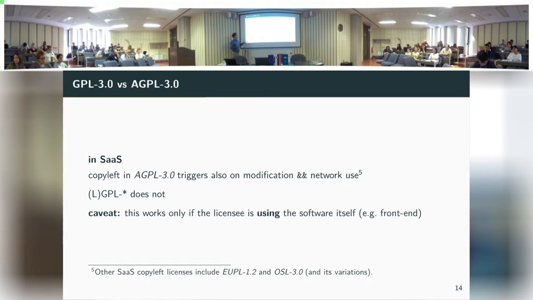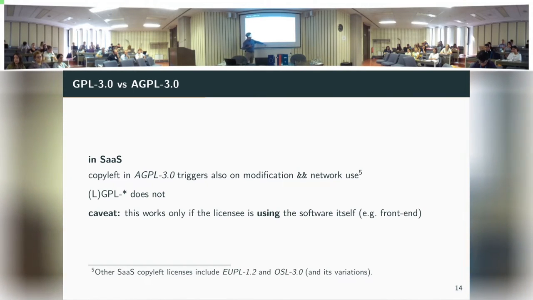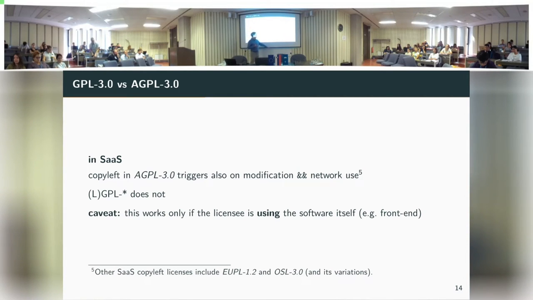But the other thing to take note of is that other network copyleft licenses are the European Union Public License, which is something you might more realistically run into, and the Open Source license and its derivatives, which you are less likely to run into.